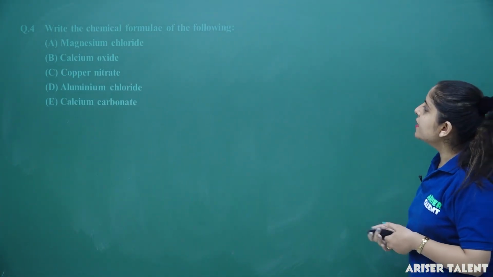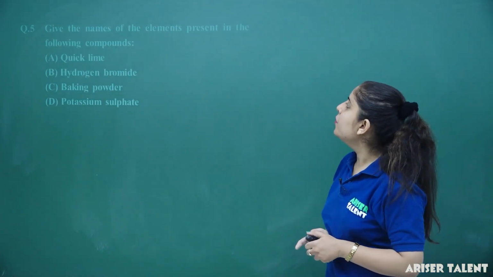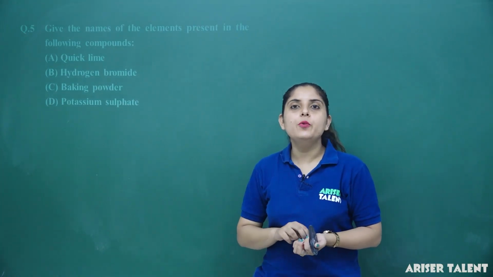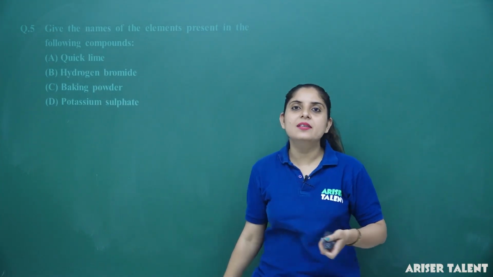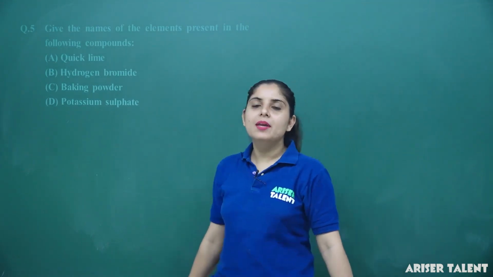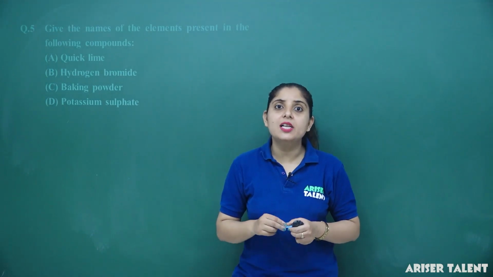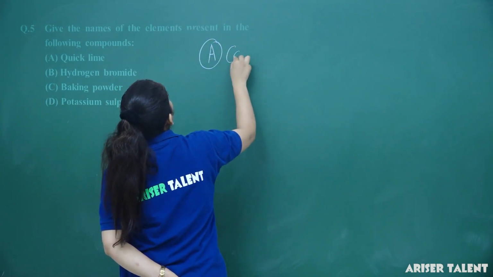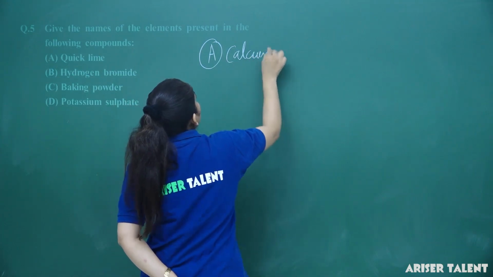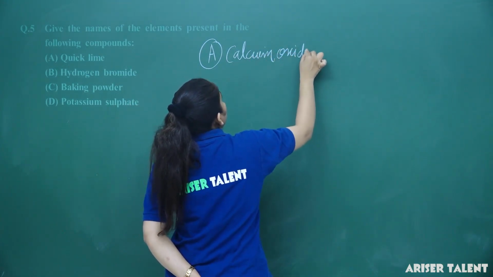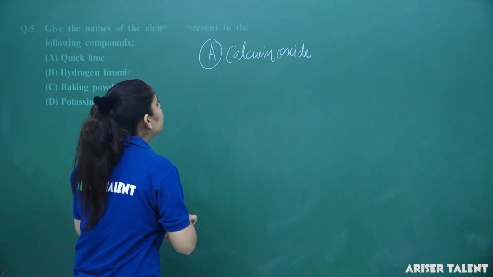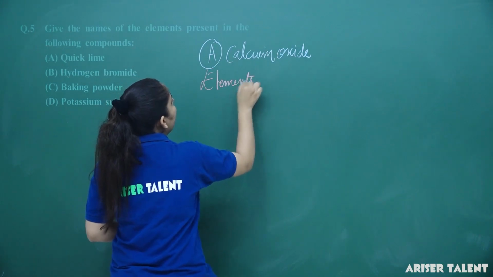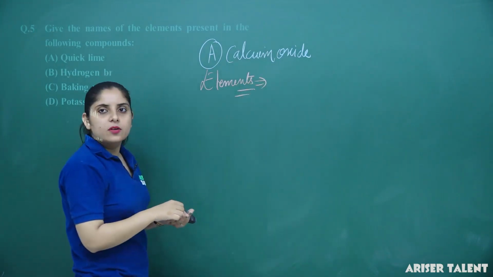The next question in this sequence is, give the name of the elements present in the following compound. So, what you have to identify? You have to identify the elements present in this compound. So, first is quicklime. Now, quicklime is nothing but calcium oxide. Okay. So, A part is quicklime, and quicklime is nothing but calcium oxide. So, how can you write the elements of this particular compound? The elements that are going to be present in this compound will be calcium and oxygen only.